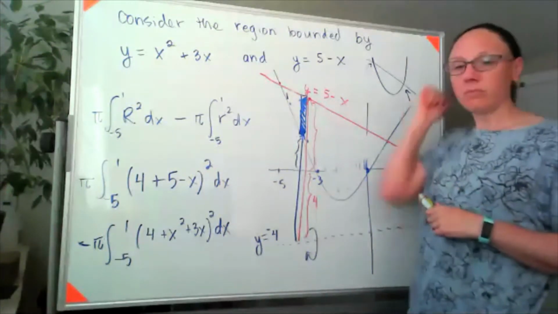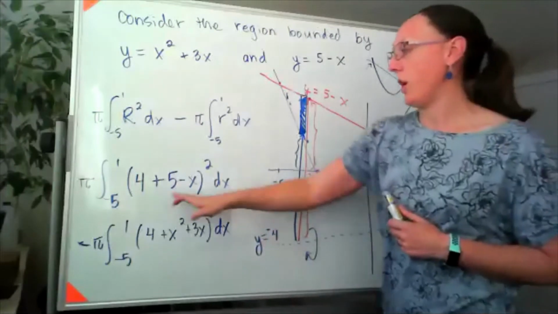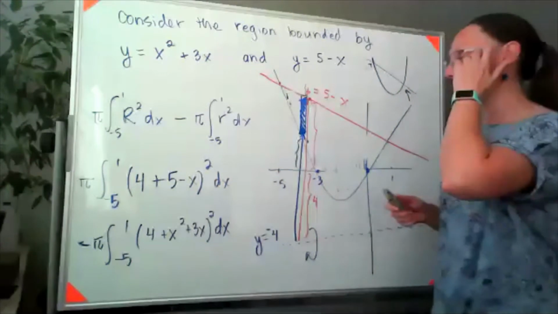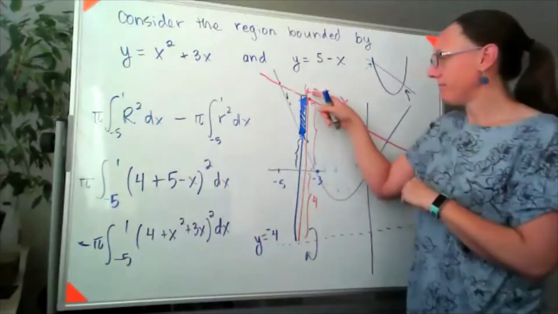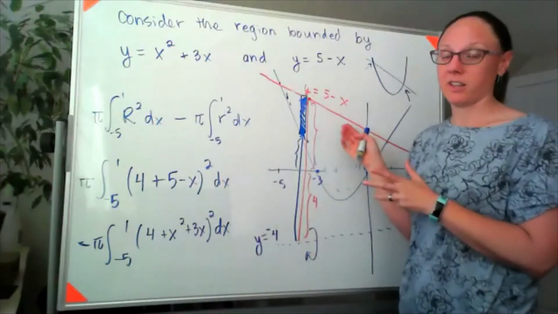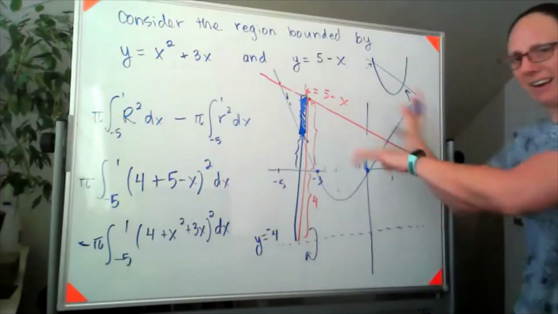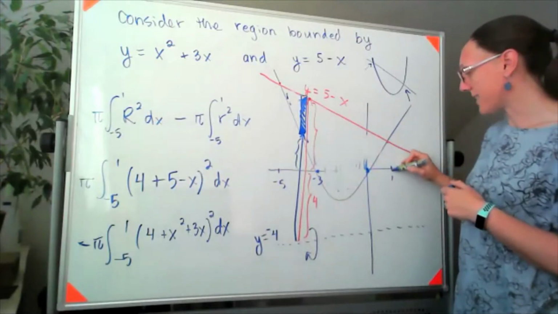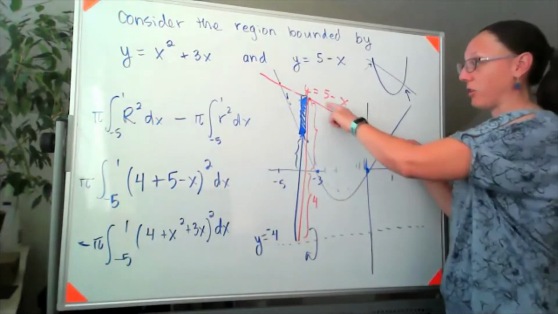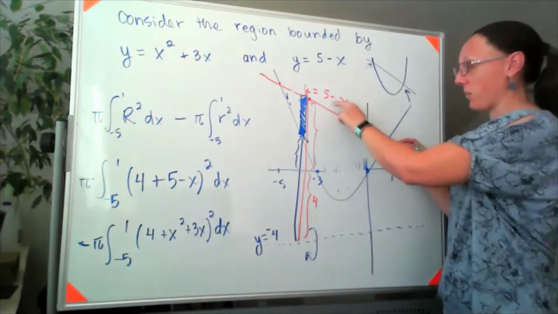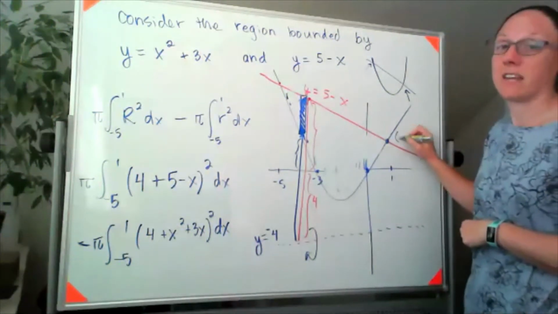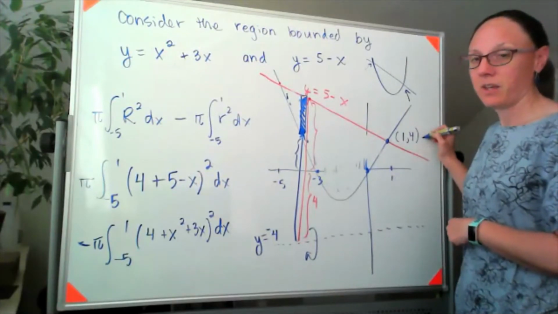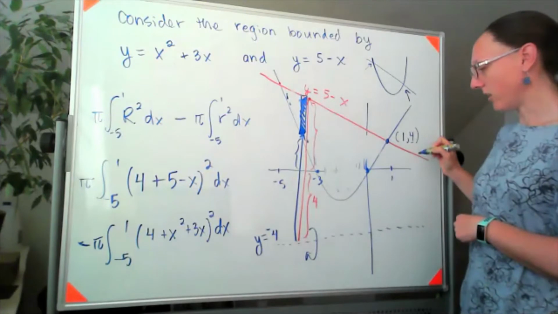Now, the question in the chat about how I got this to be 4 plus 5 minus x. So the y value for the line, and I've got kind of messy over there. Let me come over here. So if I think about when x equals 1, the y value for this line is 5 minus 1, which would be 4. So this right here, that intersection point is the point (1, 4). So that 4 is the y value.